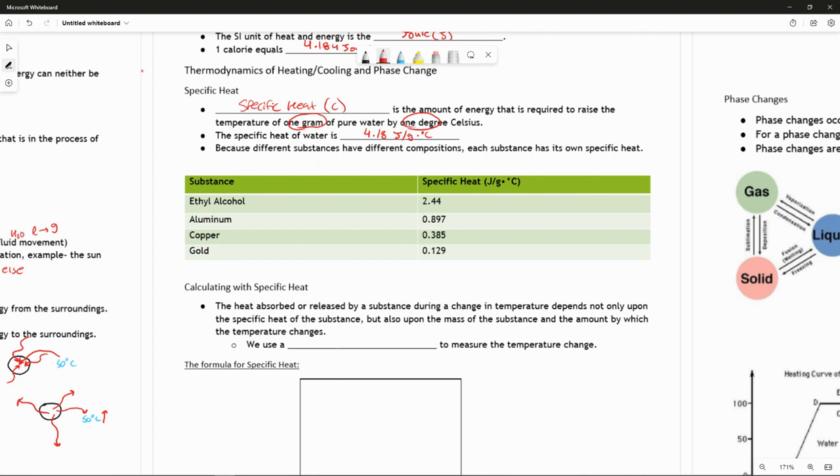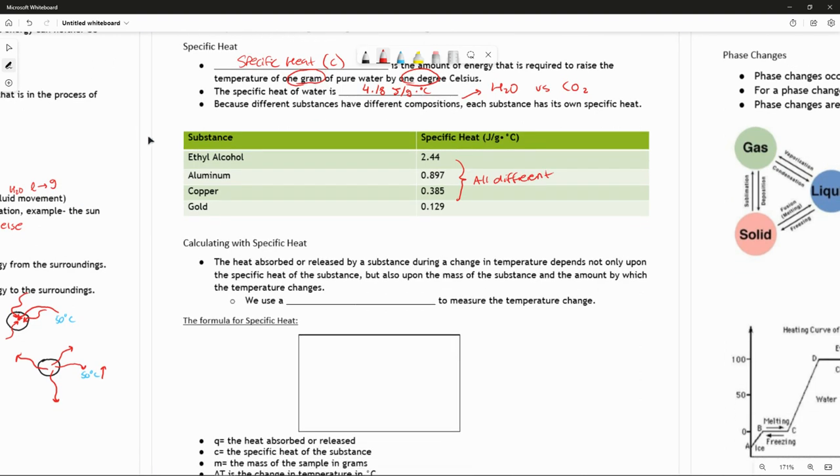Because different substances have different compositions, say H2O has a different composition versus carbon dioxide, CO2, each substance has its own specific heat. H2O's specific heat value will be different from CO2's specific heat value. That is shown in the table below, how ethyl alcohol, aluminum, copper, and gold all have different specific heat values. All different. All right, let's calculate specific heat.